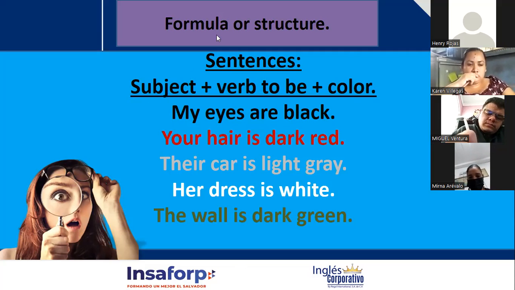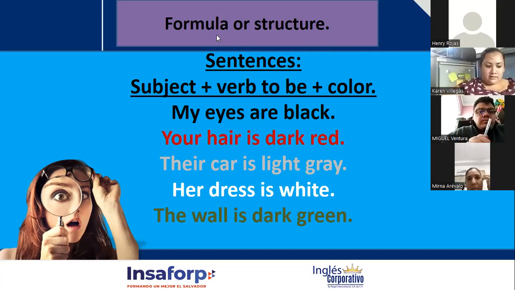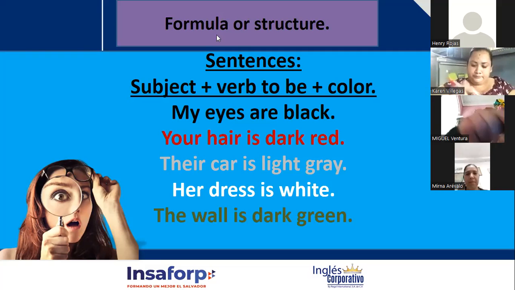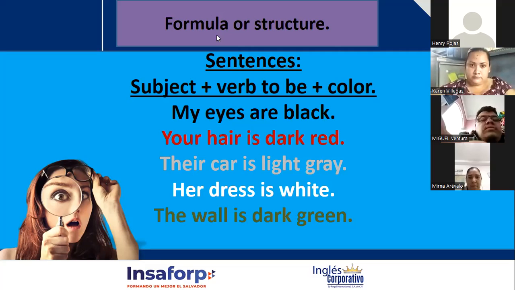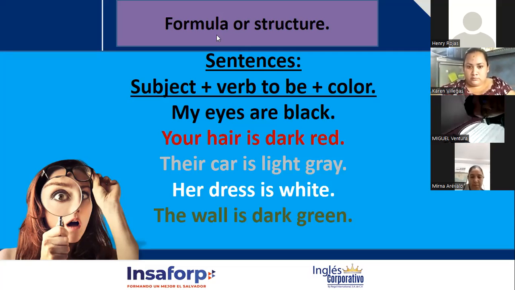Okay, can you give me more examples using the chat? Can you give me examples, please? Subject, verb, and color, please. Examples, you can tell me about your hair, your eyes, your clothes, your gadgets, like cell phone, computer, your car, your house, etc. Fruits. Please use the chat. Okay, Jose Rivas, his car is blue.